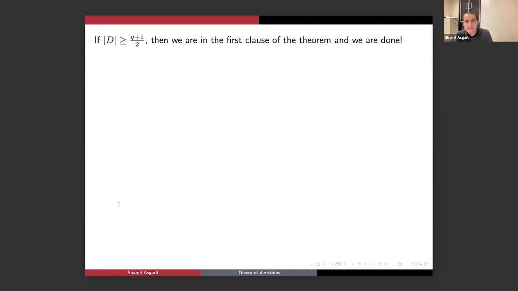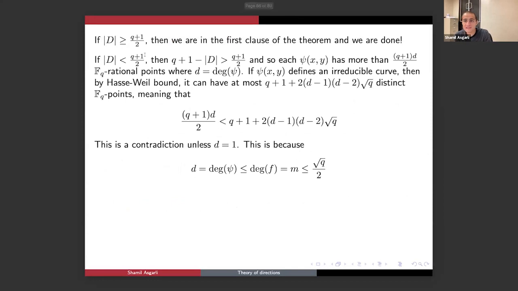And so, final slide: if the direction set has at least q plus 1 over 2 choices, we're done, because that was the first clause of Szonyi's. Otherwise, assume that it has fewer than q plus 1 over 2 directions. Then q plus 1 minus D is clearly bigger than q plus 1 over 2, because D is less than q plus 1 over 2. And then each psi of x has more than q plus 1 over 2 times d Fq-rational points from the previous slide, where d is the degree of psi of x.